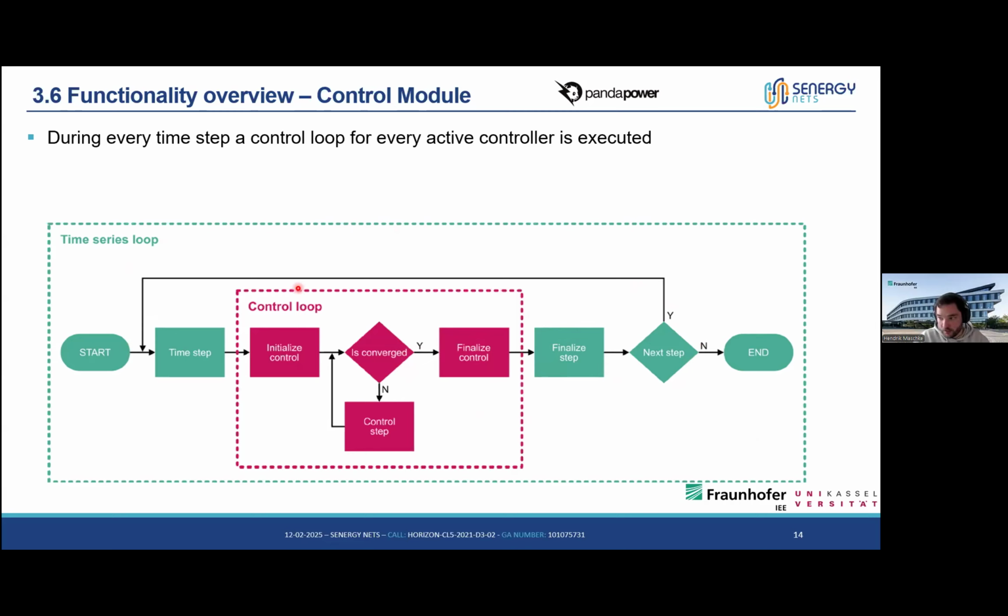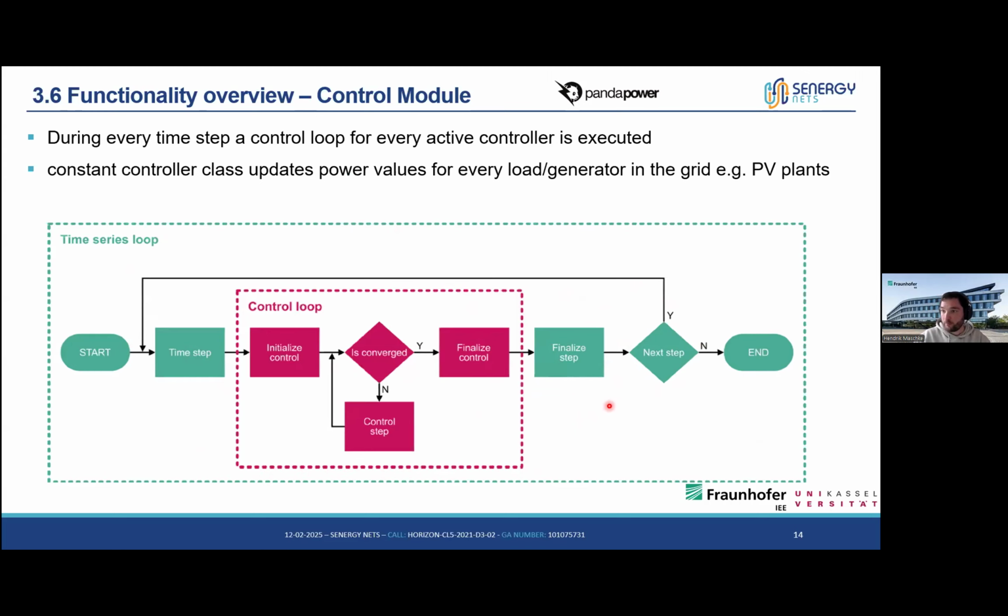And as you can see, this big block is quite big. So the more controllers you put into your grid, the more complex controlling behavior you have, the more dependencies between the time steps you have, the more computational effort, of course, you need. That's it, I think. So basically you need your constant controller, and it's possible to implement further controllers here in Pandapower.